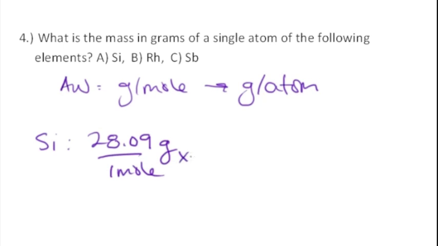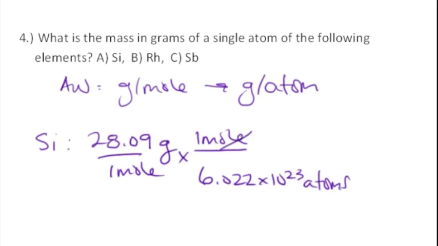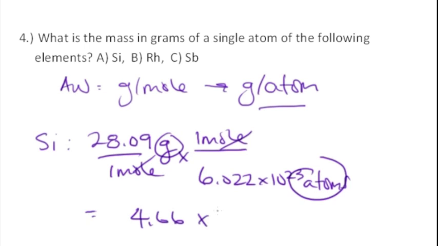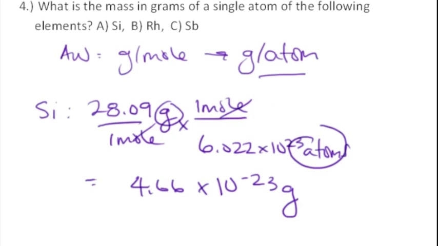And if you multiply that by Avogadro's number, then that would be 1 mole, or if you divide by Avogadro's number, 6.022 times 10 to the 23 atoms. Now you have grams over atoms, which is what you want, and that gives you 4.66 times 10 to the minus 23 grams for silicon.